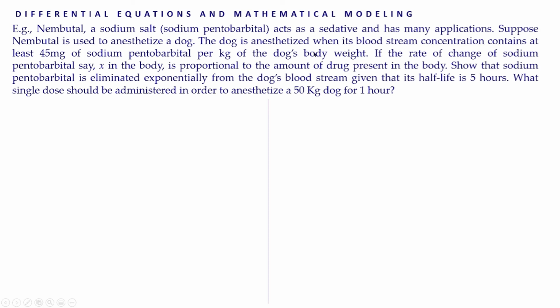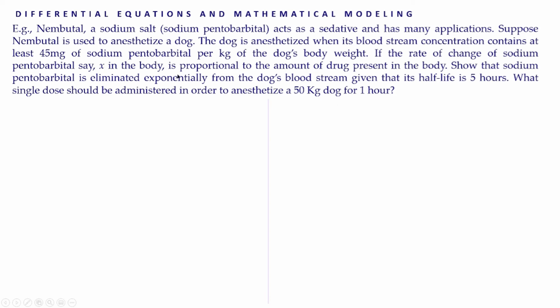The dog is anesthetized when its bloodstream concentration contains at least 45 mg of sodium pentobarbital per kg of the dog's body weight. If the rate of change of sodium pentobarbital, say x, in the body is proportional to the amount of drug present in the body, show that sodium pentobarbital is eliminated exponentially from the dog's bloodstream, given that its half-life is 5 hours. What single dose should be administered in order to anesthetize a 50 kg dog for 1 hour?